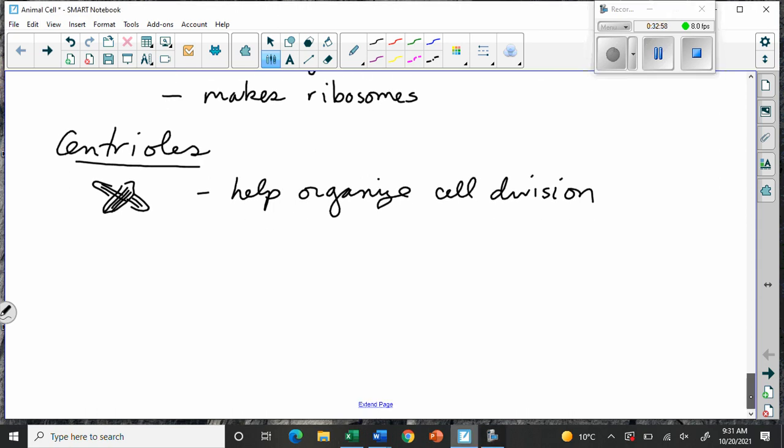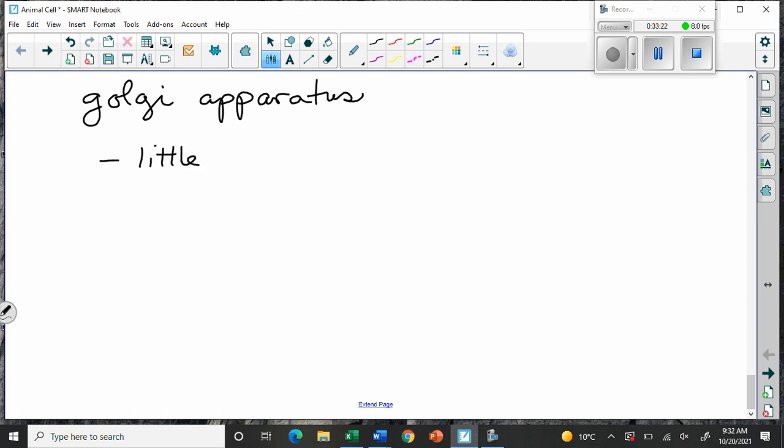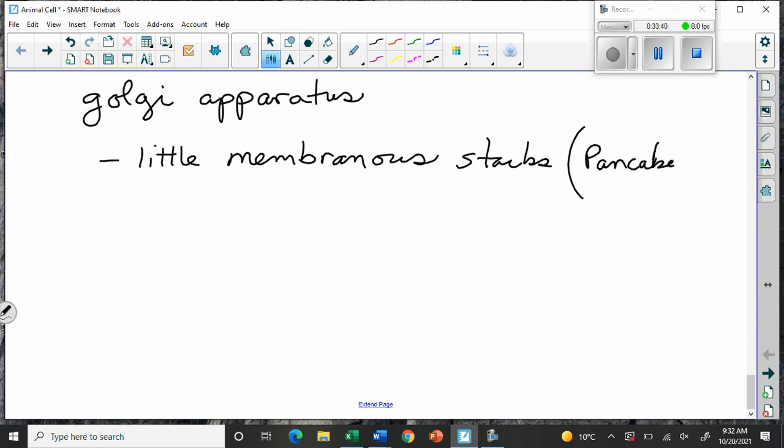Let's do our next one. I think the last structure on our picture was the Golgi apparatus, or the Golgi body, named after the guy who sort of invented them. What these are, they're membranous, so they're made of membrane also, membranous stacks. They look like little stacks of pancakes. I'm going to put in brackets to remind you if you see them. They look like pancakes in a stack.